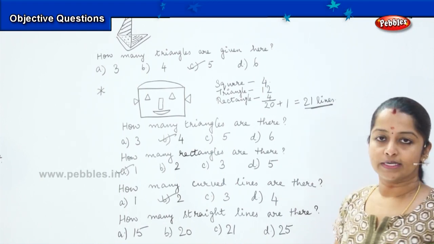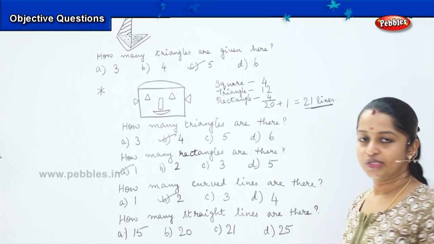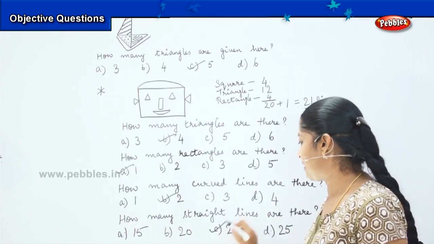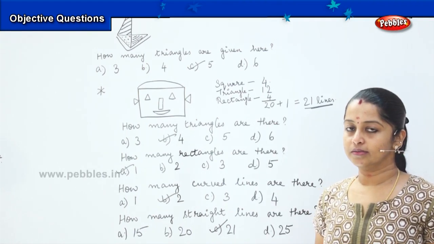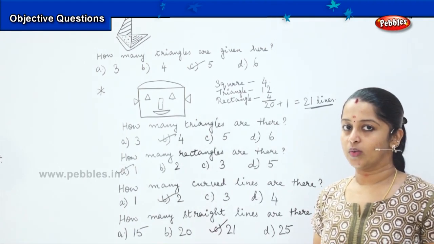Are you clear, children? So what will be the right option? It will be option C, which is 21. So are you clear? Okay, yes. So now here I have the next set of interesting questions coming for you. Are you ready? Okay, here goes my question.